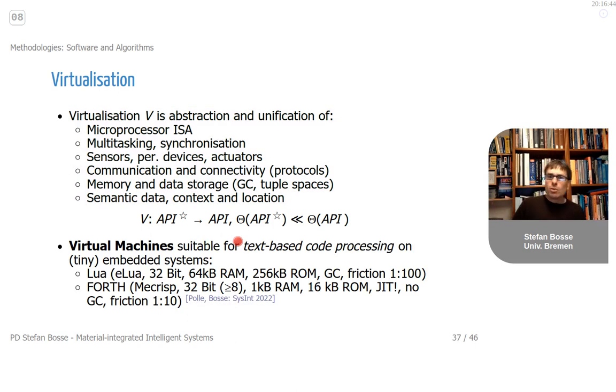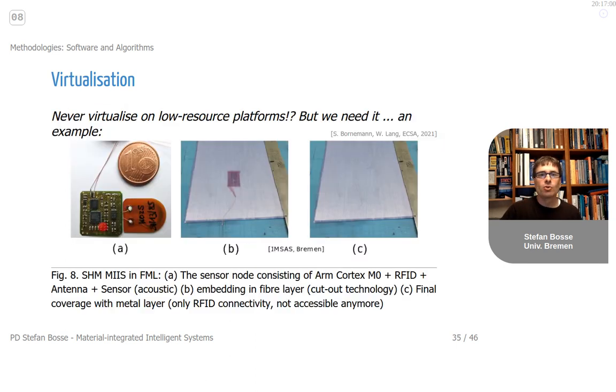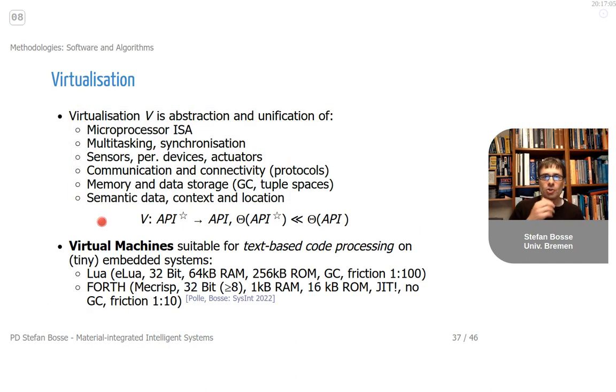And what virtual machines are suitable for text-based code processing on such tiny embedded systems like the ARM Cortex M0? Lua is a candidate, but even eLua requires about 64 kilobyte RAM, and our microcontroller has only 8 kilobyte RAM. So another approach is Forth, a stack processor, and we're using MicroCrisp. It's not from us, but it only requires at least 1 kilobyte RAM and 16 kilobyte ROM. So it fits very well and it's totally programmable via the RFID communication afterwards.